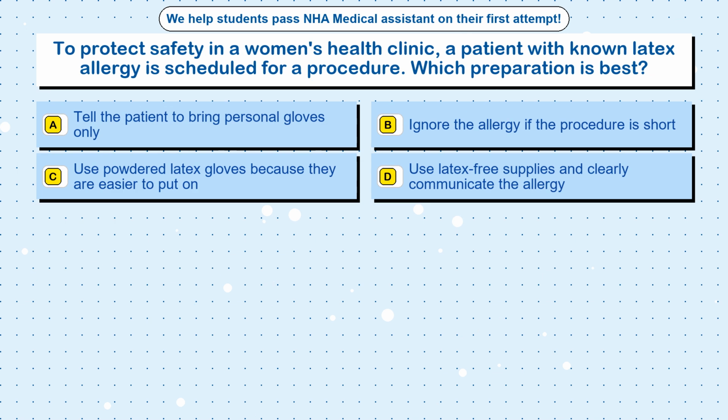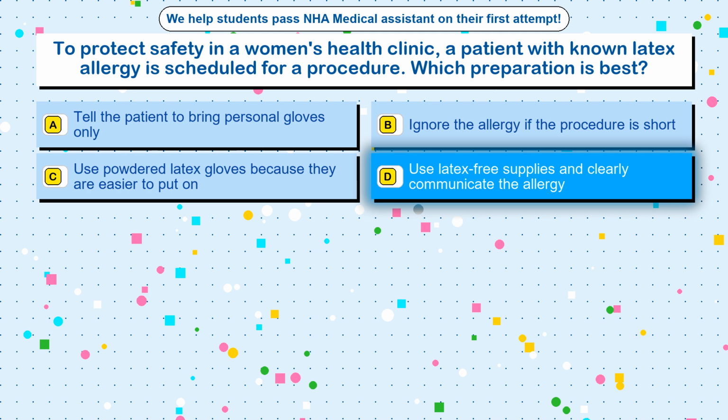Question 47. To protect safety in a women's health clinic, a patient with known latex allergy is scheduled for a procedure. Which preparation is best? Option A, tell the patient to bring personal gloves only. Option B, ignore the allergy if the procedure is short. Option C, use powdered latex gloves because they are easier to put on. Option D, use latex-free supplies and clearly communicate the allergy.